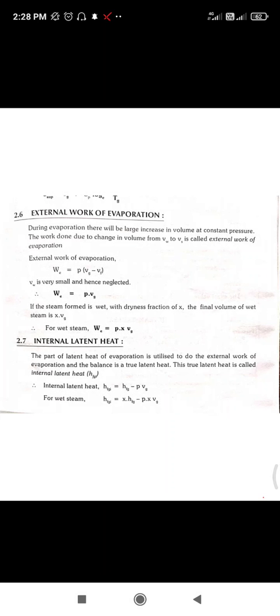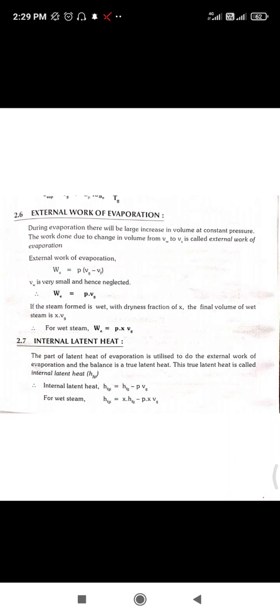Next we'll learn about the external work of evaporation. What is the external work of evaporation? During evaporation there will be a large increase in volume at constant pressure. The work done due to the change in volume from Vw to Vs is called the external work of evaporation.